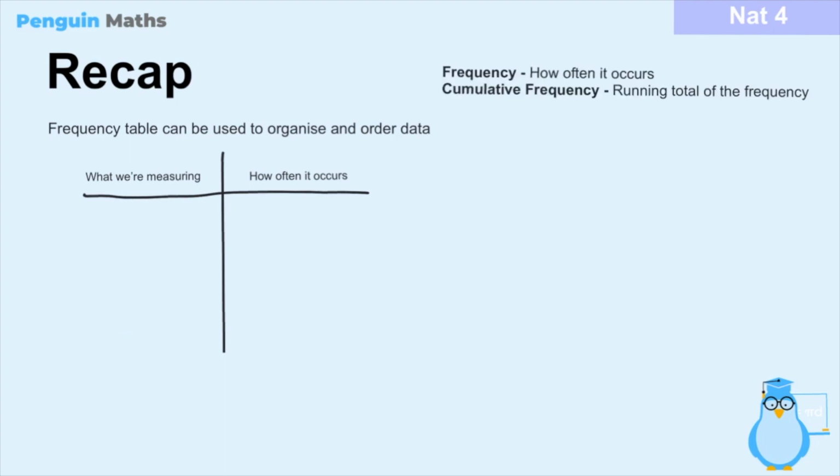And as I just mentioned, the frequency by itself is how often something occurs, but the cumulative frequency would be a running total of the frequency, so adding up each frequency as we go down each row.